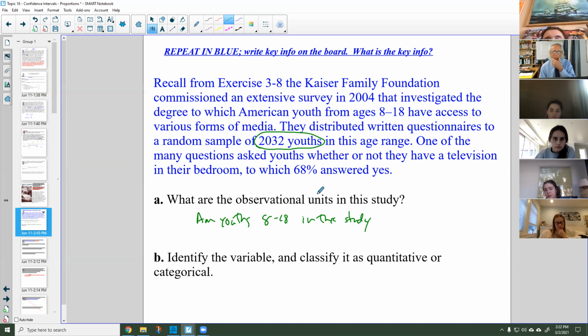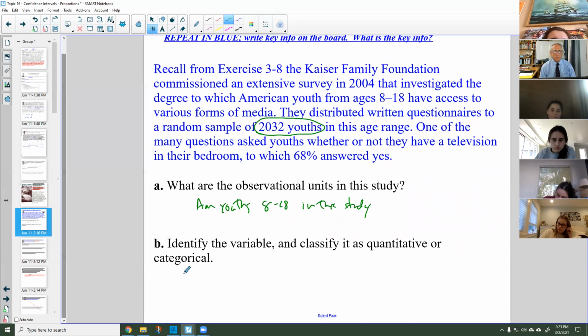Yes? Okay, great. I want the variable, and I want you to tell me whether it's quantitative or categorical. Alexis, variable, categorical. What is it? Is it if they have a TV in the room, which would be categorical? And it would also be binary. Yeah, right? Because you've got a TV in your room or you don't. So categorical, binary. Good.